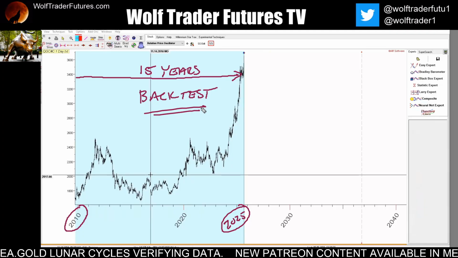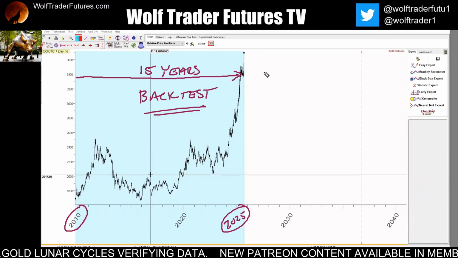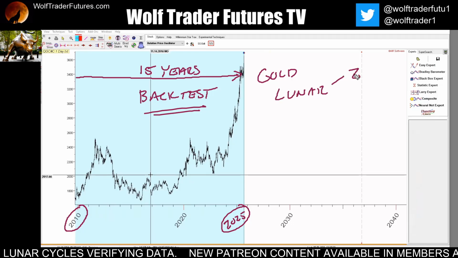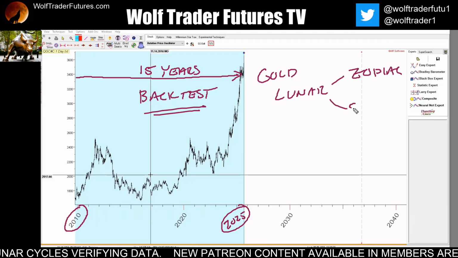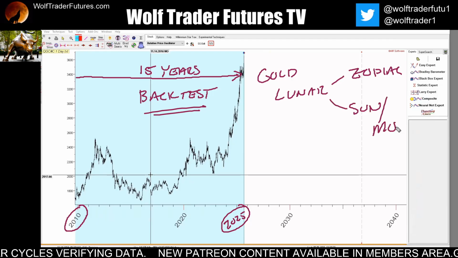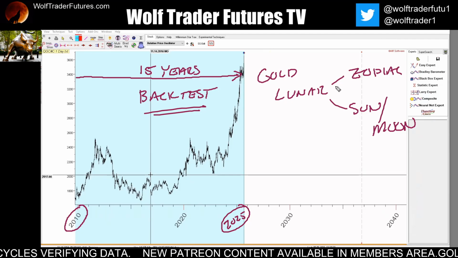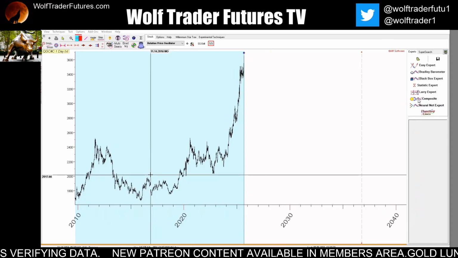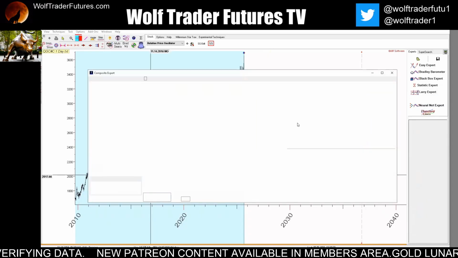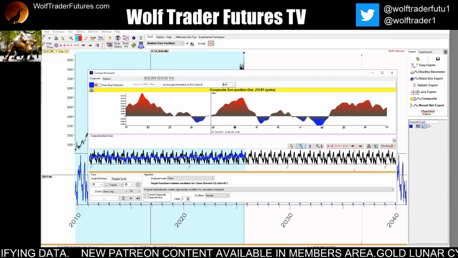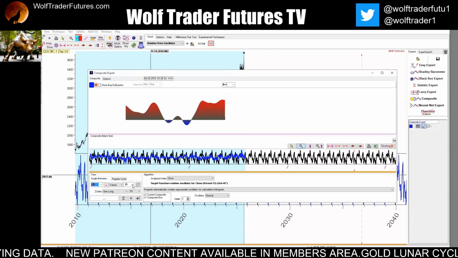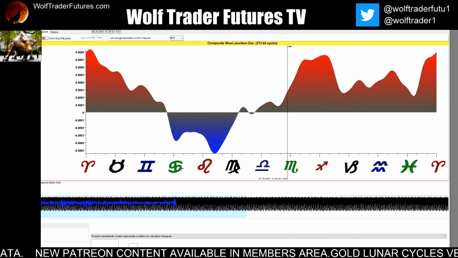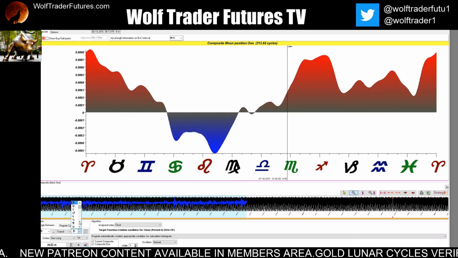So we're going to do a back test on the gold lunar. We had the two here: we looked at the zodiac signs, and we looked at the sun moon. We're going to look at both of those. The first thing we're going to do is run our composite test just like we did before. We're going to look at the moon first, which is just the zodiac sign. Remember, we looked at this graph together. And then we're going to look at the moon, sun.